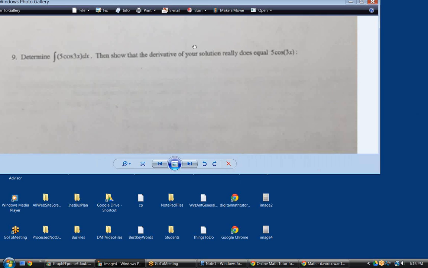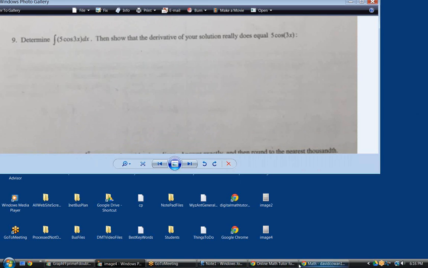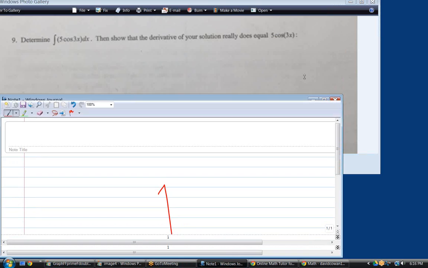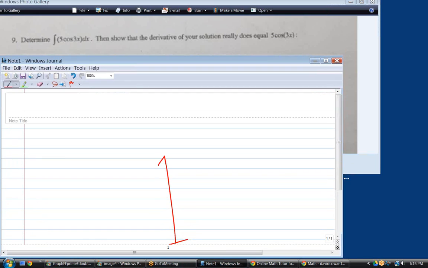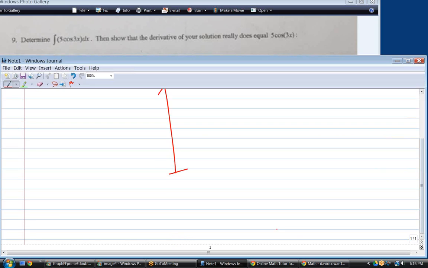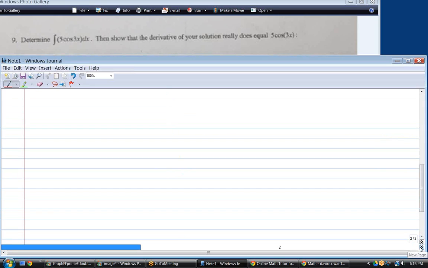Okay. Let's talk about integrals, number 9. Integrals, I know how to do them. It's just doing them is an issue. Like, I somehow mess it up.